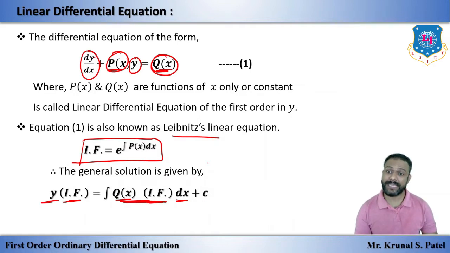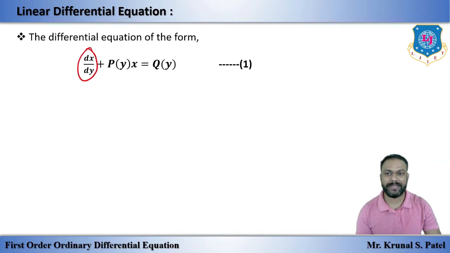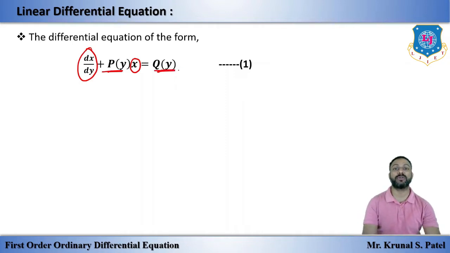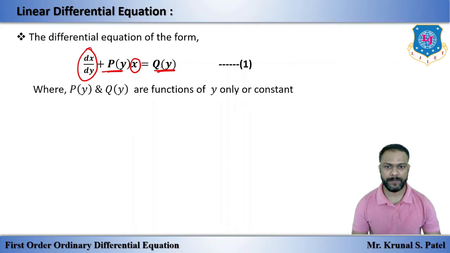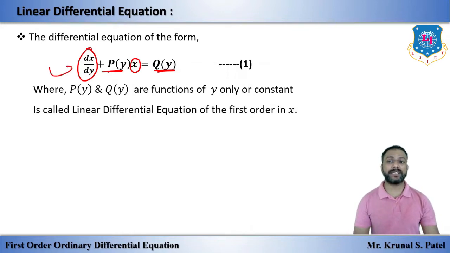Similarly, we have another form of linear differential equation. In that, we just interchange x and y. That means the differential equation of the form dx by dy. When we have dx by dy, then x is the only variable, x is with power 1. Other than that, we have p of y and q of y. That means p and q are functions of y only, or might be constant. So this is also a linear differential equation in x, of first order.